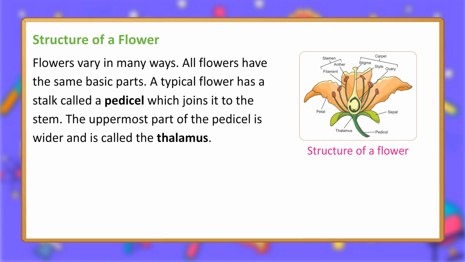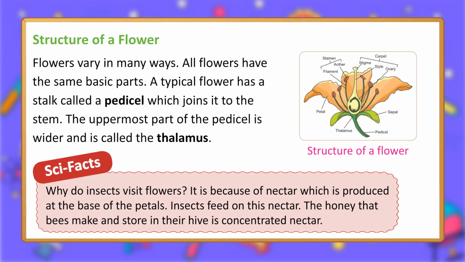Structure of a flower. Flowers vary in many ways. All flowers have the same basic parts. A typical flower has a stalk called a pedicel which joins it to the stem. The uppermost part of the pedicel is wider and is called the thalamus. Structure of a flower. Sci facts. Why do insects visit flowers? It is because of nectar which is produced at the base of the petals.